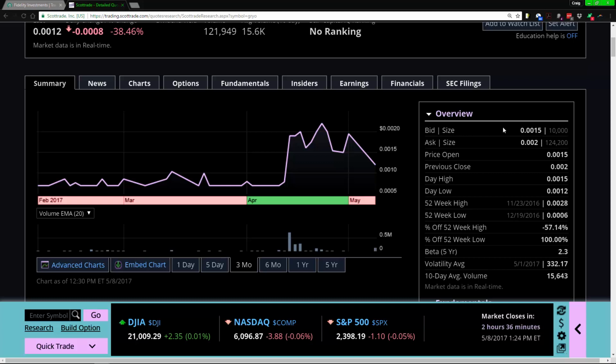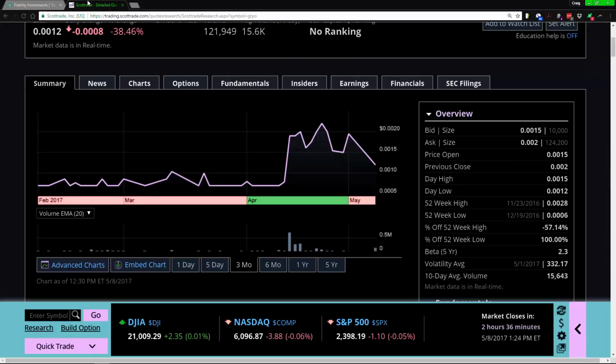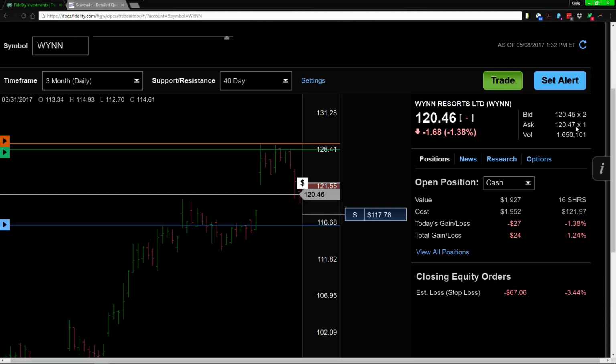And if you own it and you want to sell it right now, then you need to sell it at 0.0015 per share. Same thing with this one, you can only sell it at 120.45 per share. That's selling it right now, not at some future date, because this will obviously go up. The bid is always smaller than the ask, so that's fairly important to note.